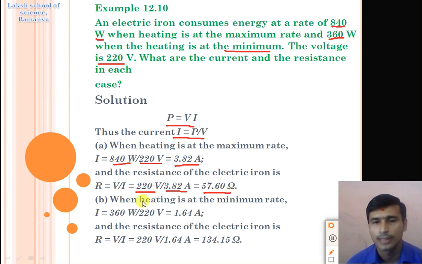Now when the electric iron is heating at a minimum rate, the power is 360 watt. So the electric current passing through the iron, I is equal to 360 watt divided by 220 volt. We get the electric current of 1.64 ampere, and the resistance of the electric iron R, we calculate as V divided by I. V is 220 volt, I we calculated as 1.64 ampere. So we get a resistance of 134.15 ohm.